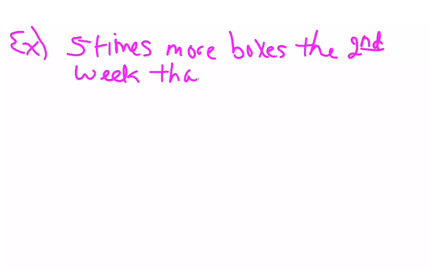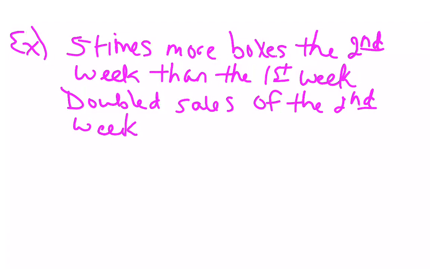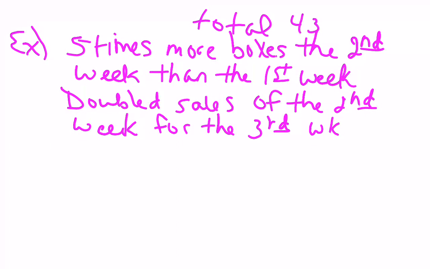Then the first week. Okay, and then it says, and if they doubled the sales of the second week for the third week, to sell a total of 431 boxes. So the total is 431 boxes. How much did they sell each week?